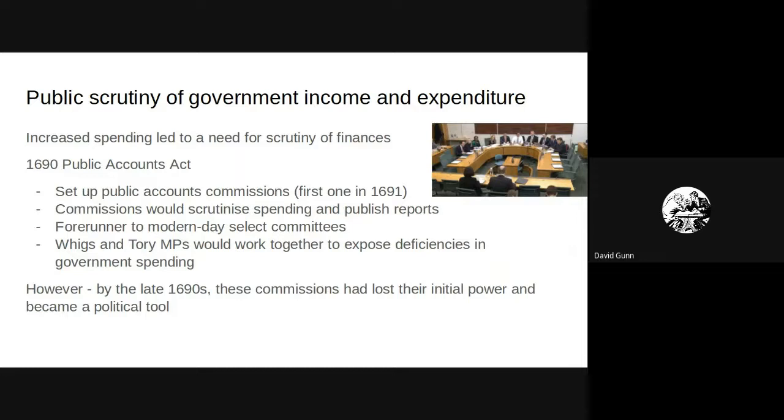However, the counterpoint here is that by the late 1690s, these commissions had lost their initial power and had become a kind of political weapon. MPs on these commissions would use them to target their political opponents. And so it lost this initial power. But it is still pretty significant. And as I said, it's another example of the government resolving or attempting to resolve these long-term issues.